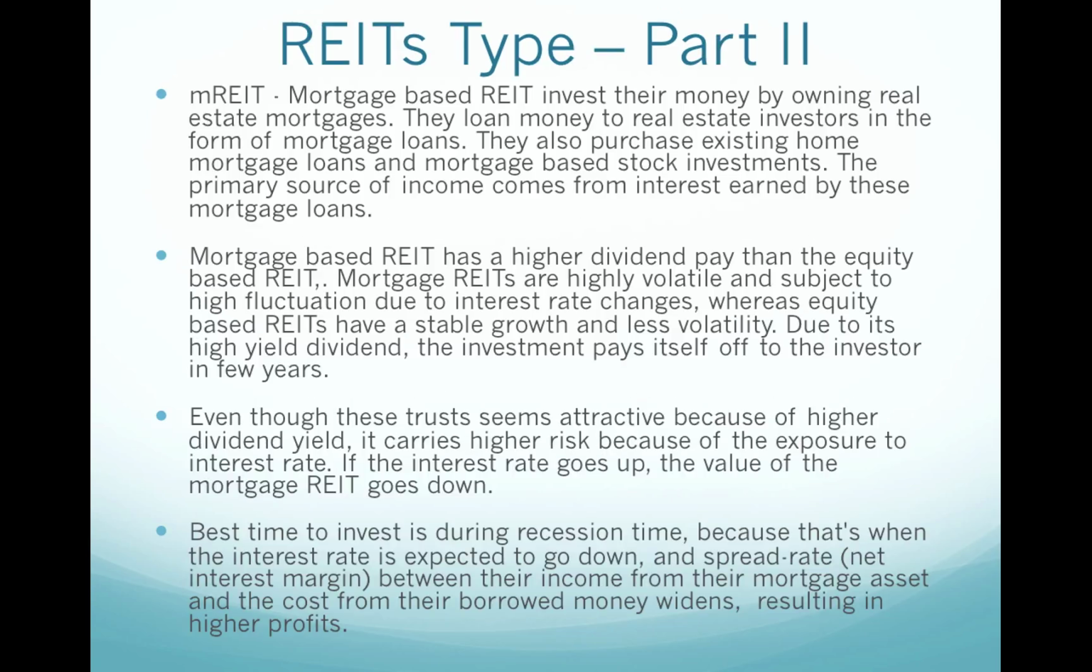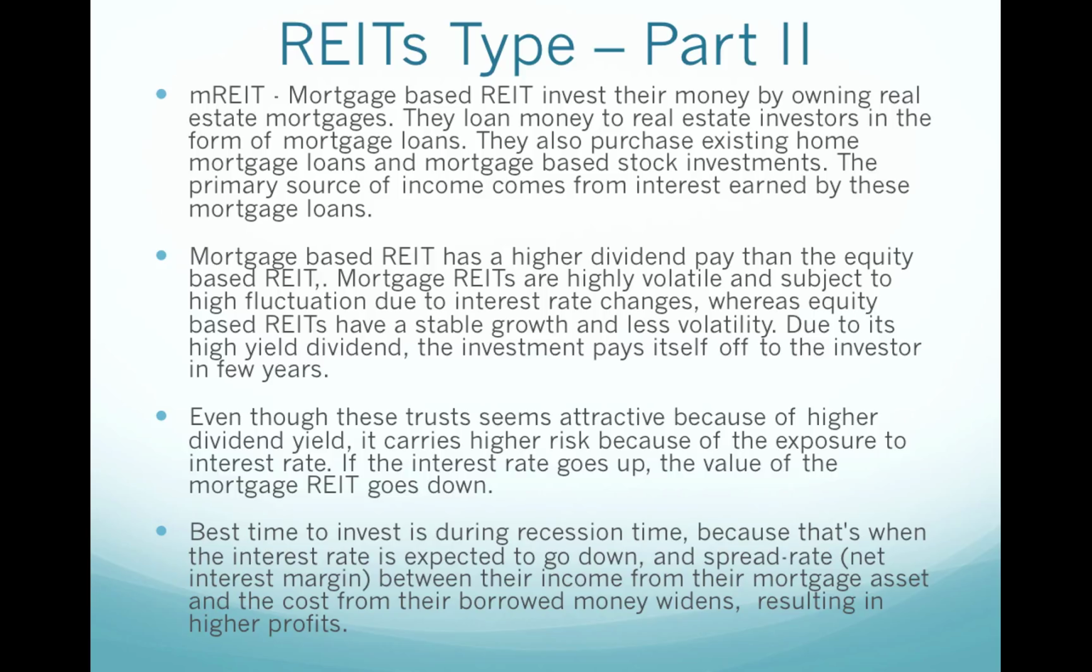Mortgage-based REITs invest their money by owning real estate mortgages. They loan money to real estate investors in the form of mortgage loans. They also purchase existing home mortgage loans and mortgage-based stock investments. The primary source of income comes from the interest earned by these mortgage loans. Mortgage-based REITs have a higher dividend payout than equity-based REITs. Mortgage REITs are highly volatile and subject to high fluctuation due to interest rate changes, whereas equity-based REITs have stable growth and less volatility.